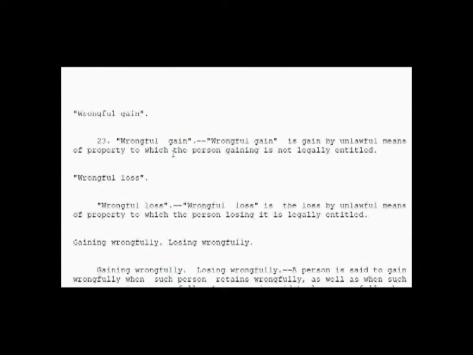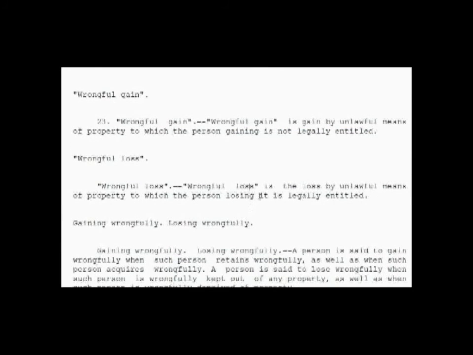Section 23 talks about wrongful gain. It generally says that any person who, by unlawful means, gains anything which he is not legally entitled to, or loses anything which he was legally entitled to, it will be considered as wrongful gain and wrongful loss.